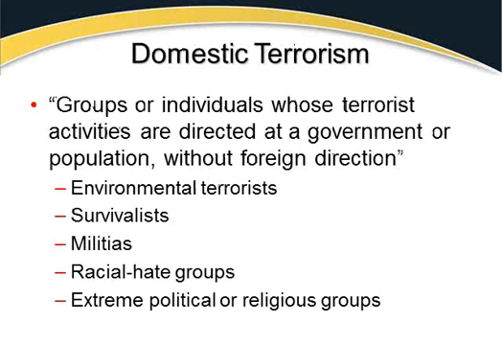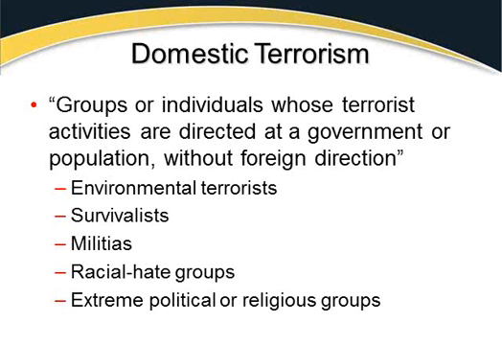Domestic terrorism is groups or individuals whose terrorist activities are directed at a government or population without foreign direction. A good example of this was the Oklahoma City bombing, which happened quite some time ago now, nearing 20 years ago. The Oklahoma City bombing was United States citizens bombing places in the United States, so it wasn't geared towards another nation, it was geared towards our own.